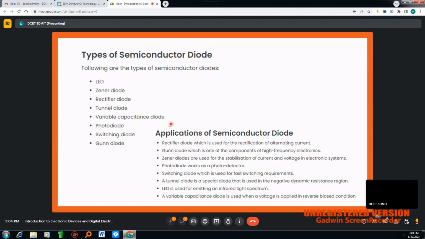We will use other diodes also: variable capacitance diode, tunnel diode, Zener diodes. Where do we use Zener diodes? We use them in what we call stabilizers. Whatever home appliances you have, we use a stabilizer, because I need constant voltage and constant current. There we use Zener diodes. You can observe Zener diodes are used for the stabilization of current and voltage in electronic systems. These are some of the applications with respect to diodes.